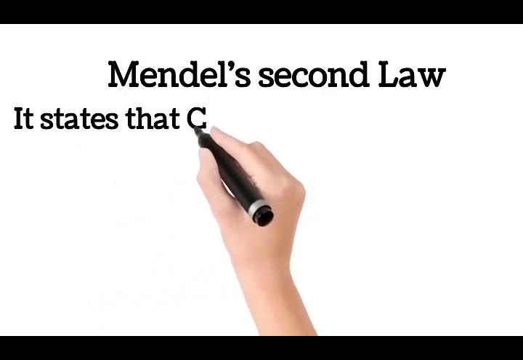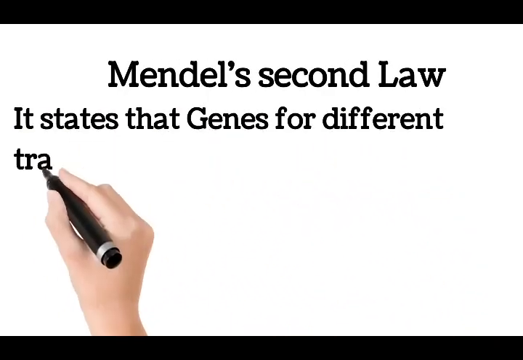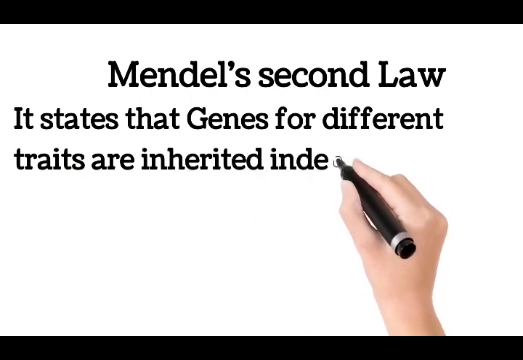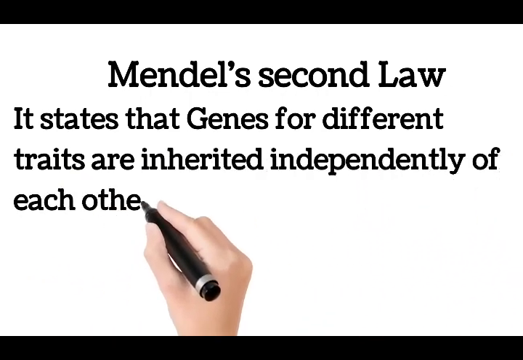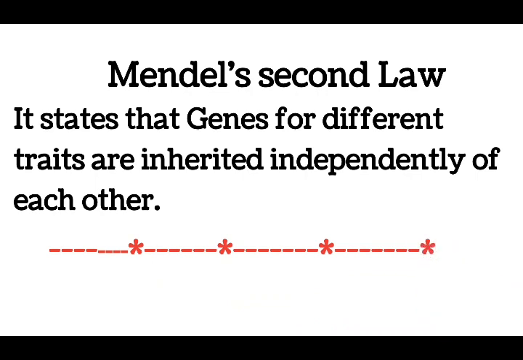Mendel's second law. It states that genes for different traits are inherited independently of each other. So let's consider this strand in red as a chromosome and the stars as genes. So if the first gene is to be inherited by the offspring, the process through which that gene is inherited by the offspring is independent of the process through which the second, third or fourth gene is being inherited. So they are inherited differently. Their inheritance is not linked.